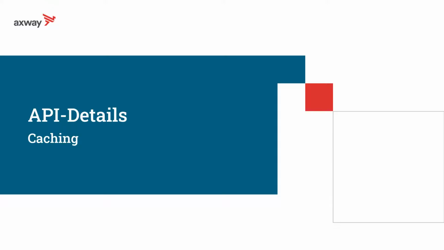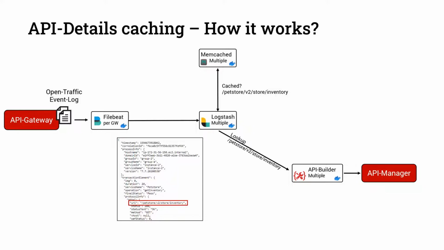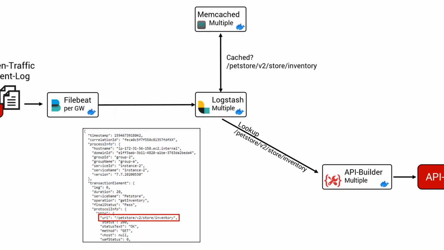As you may know, the solution is using caches, especially Memcache, to cache information that has been obtained from API Manager by the API Builder application REST API. This is based on the event information passed on by Filebeat to Logstash. For the API details, the HTTP exposure path is used as a key for the cache. In this example, you can see the path named petstore v2 store inventory.